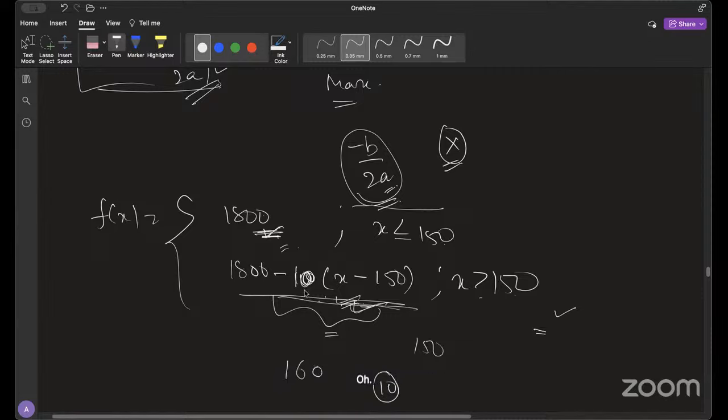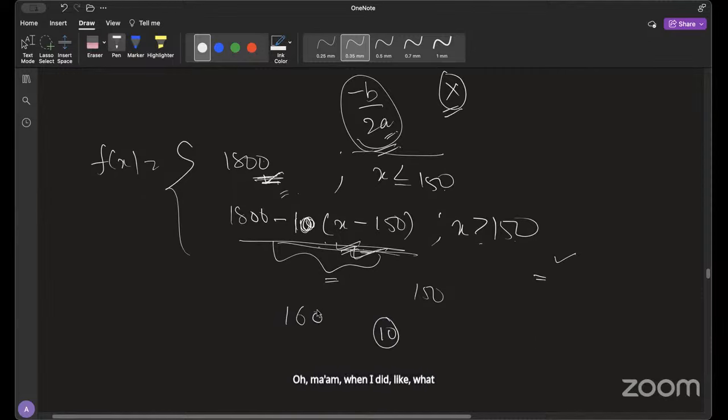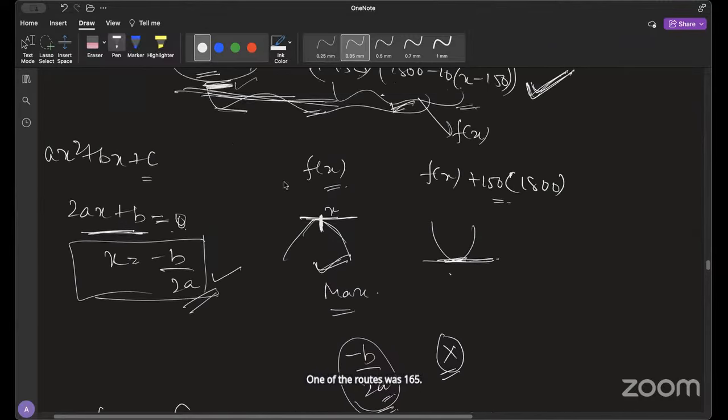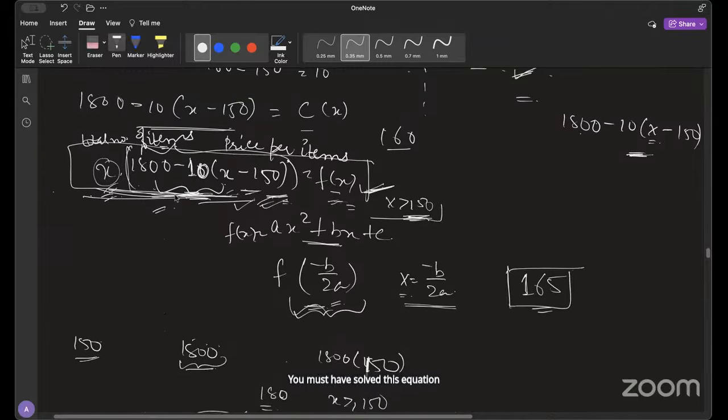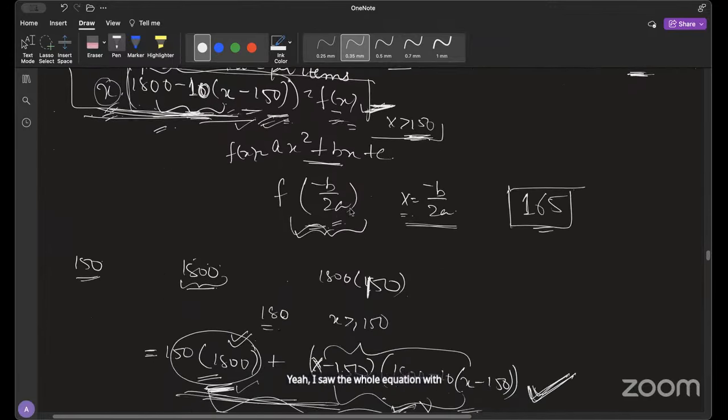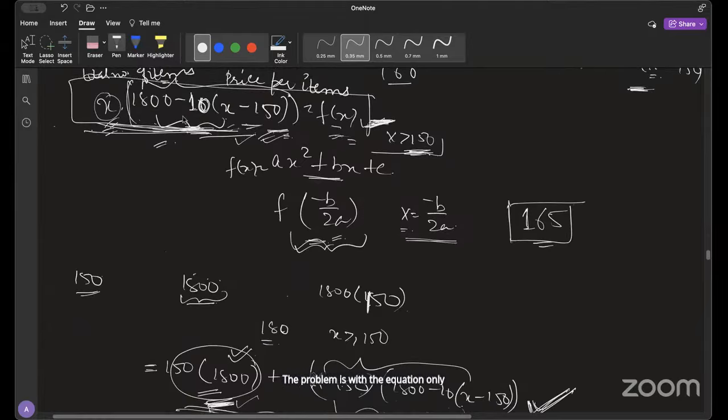Ma'am, when I solved the quadratic equation for the roots with x minus 150, I got x as 165. One of the roots was 165. You must have solved this equation then. Yeah, I solved the whole equation with x minus 150. The problem is with the equation only. We shouldn't be multiplying x with this entire thing. Oh, I did it with x minus 150.